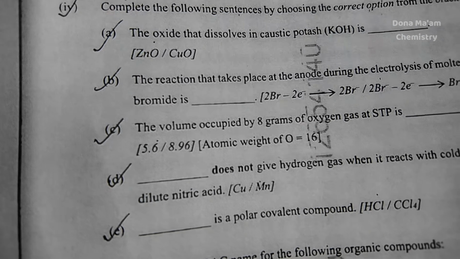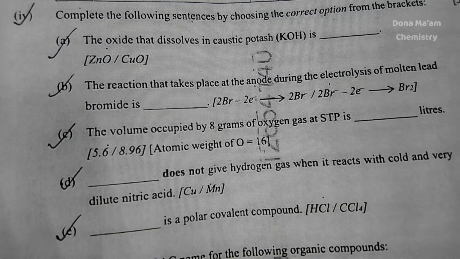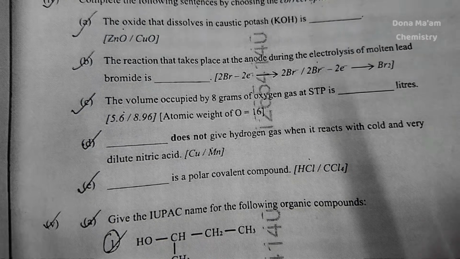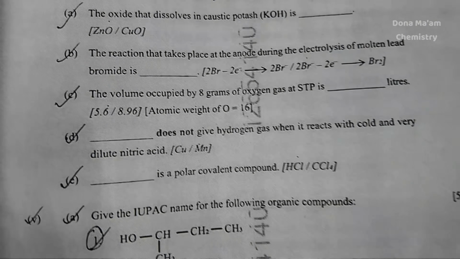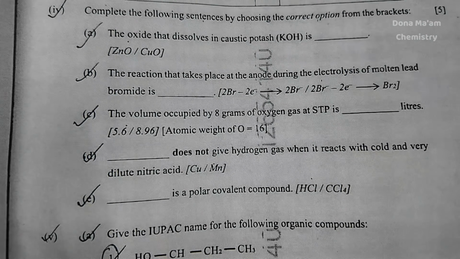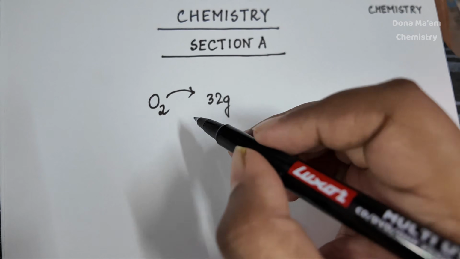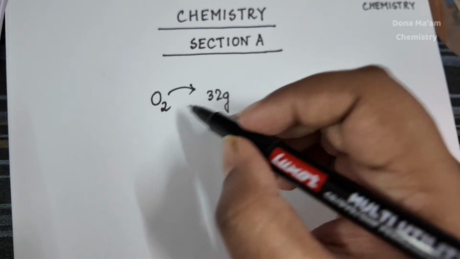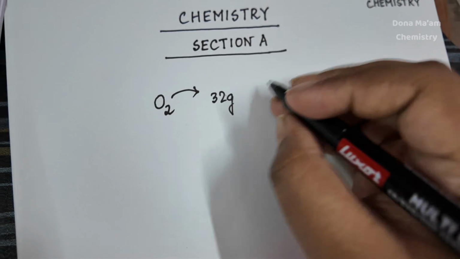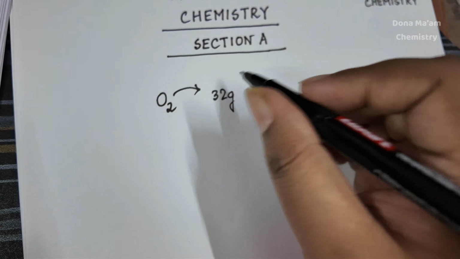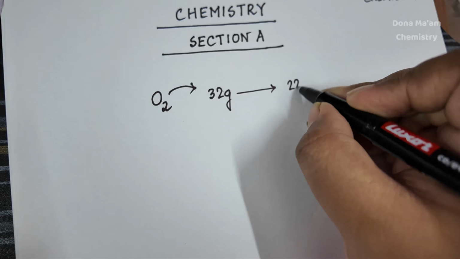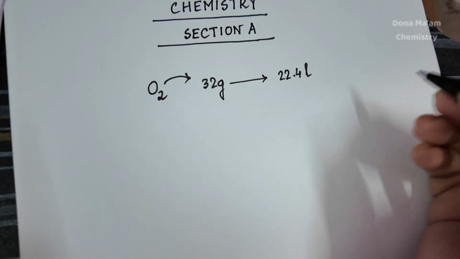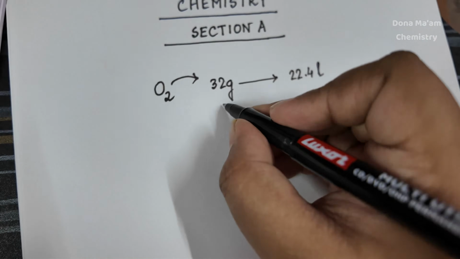Next, the volume occupied by 8 gram of oxygen gas at STP. Again, you get a question from mole concept over here. So they are asking about 8 gram of oxygen. Okay, let's see. As we all know, the oxygen O2 molecule has a mass of 32 gram. That is, 1 mole of O2 has a mass of 32 gram, which means its molar volume will be 22.4 liter. But the question suggests that oxygen is 8 gram.